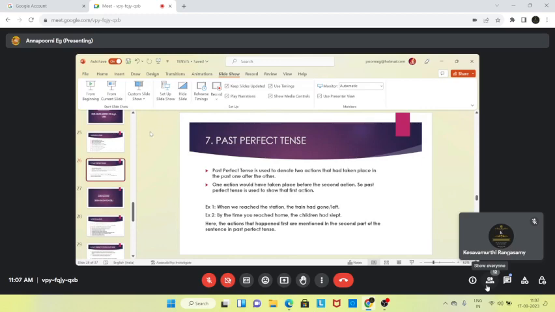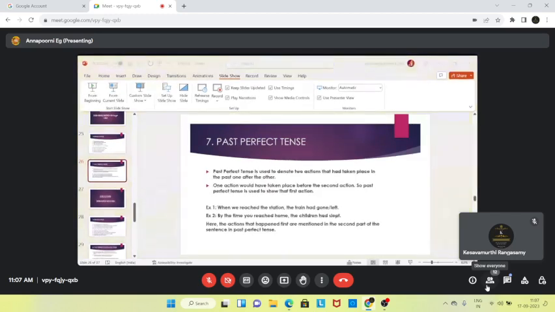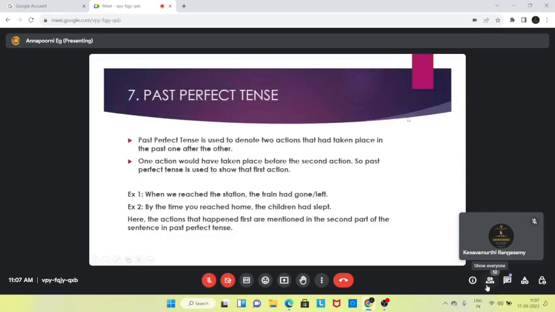Okay, so can Aradhana read the definition? Read the two points, Aradhana. Yes, ma'am. Past perfect tense is used to denote two actions that had taken place in the past, one after the other. One action could have taken place before the second action. So past perfect tense is used to show that first action. Yes, இதுதான் நான் சொன்னேன். It is used to highlight that first action.